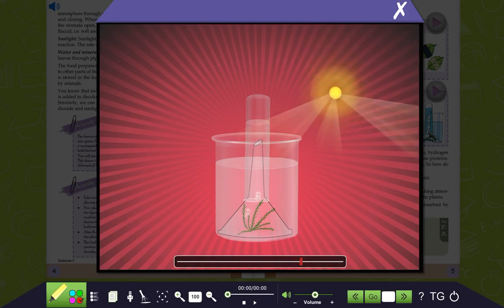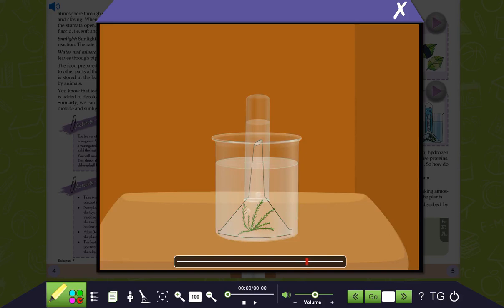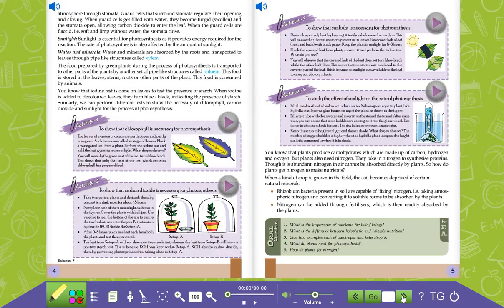Keep this setup in bright sunlight and then in shade. What do you observe? The number of oxygen bubbles is higher when the hydrilla plant is exposed to bright sunlight compared to when it is in shade.